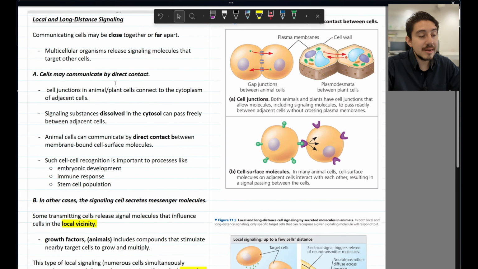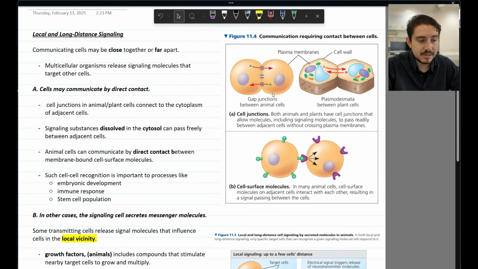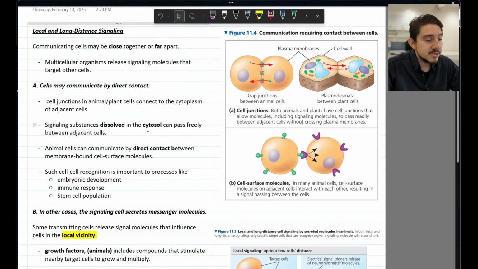Cells may communicate by direct contact. This is an example of direct contact that I'm talking about. You have animal cells and you have plant cells. If you remember from chapter 6 on the different structures of the cell, here you have gap junctions. There are different types of junctions between two cells, and these gap junctions enable signaling molecules from one cell to go inside another cell and vice versa. Some chemicals are being released from the adjacent cell coming into another target cell.